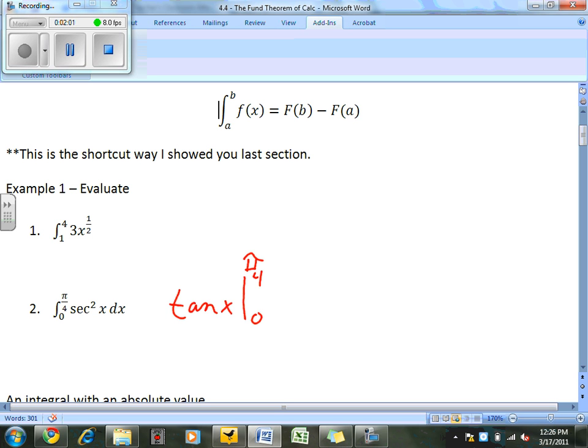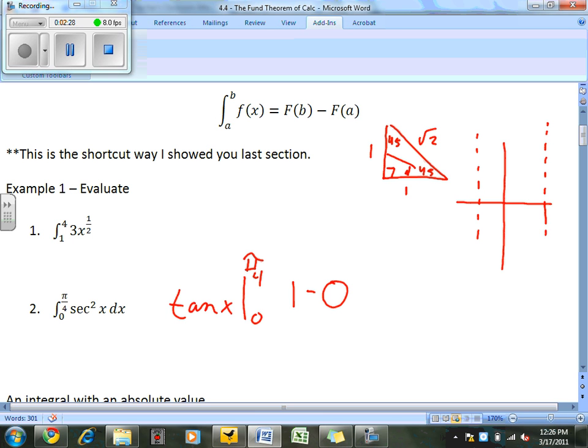Then we plug in pi over 4. So tangent of pi over 4, let's see, pi over 4 is 45 degrees. If you remember our triangles, it was 1, 1, and square root of 2. Tangent is opposite over adjacent, which is 1 over 1. So the tangent of 45 is 1, and the tangent of 0 is 0. If you remember what the graph of tangent looks like, we had asymptotes at negative pi over 2 and positive pi over 2, which is negative 90 and 90, and it passed through the origin. So we know that the tangent of 0 is also 0. So our integral from 0 to pi over 4 of secant squared x is 1.